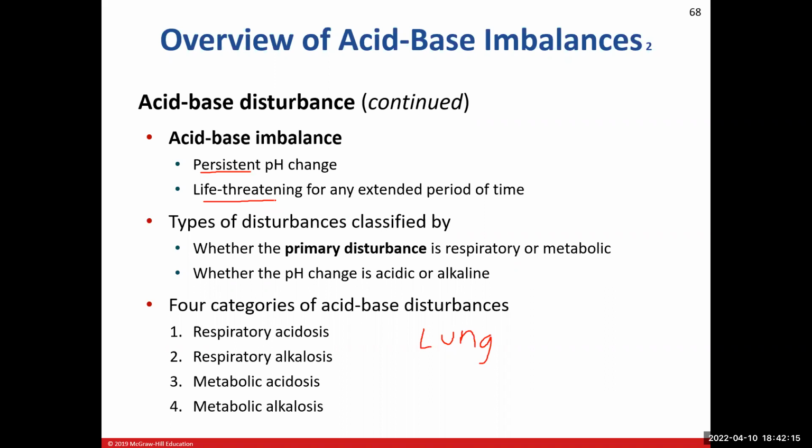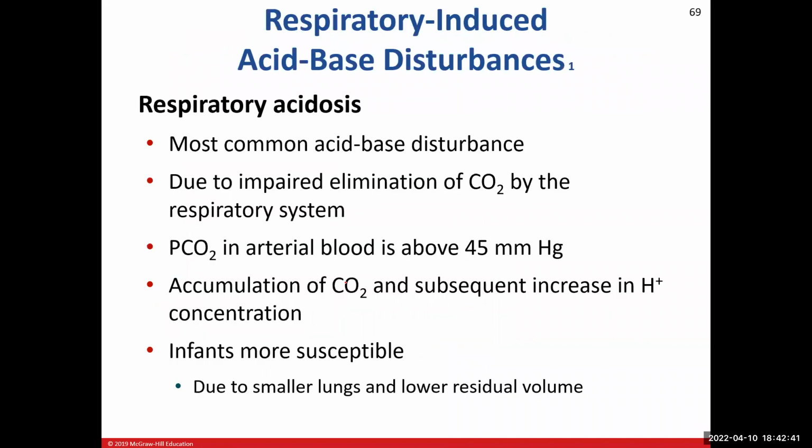The first word in the disturbance is going to tell you where this is going on. So it's respiratory, lungs, metabolic, in our tissues, primary issues with the kidneys are going to be brought on board. And then what the pH change is going to be will be the second word. Is it acidic or alkaline? So respiratory acidosis, we're going to talk about, that is the most common type of acid-base disturbance.